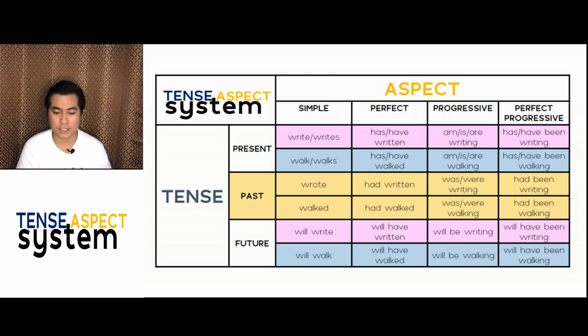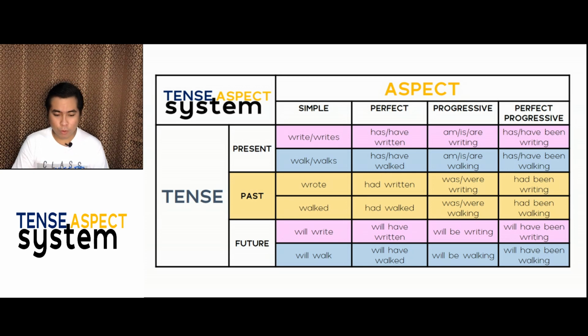So it's included here. And then lastly, for the past tense, we have the perfect progressive aspect. So for past perfect progressive, you also have the same form. Okay, so it's easier to understand and to remember the past, because you only have one form, that's had been, both for the singular subject and plural subject, plus the present participle of the verb. So in this case, we have had been writing and had been walking.